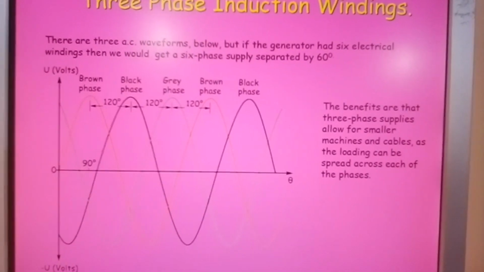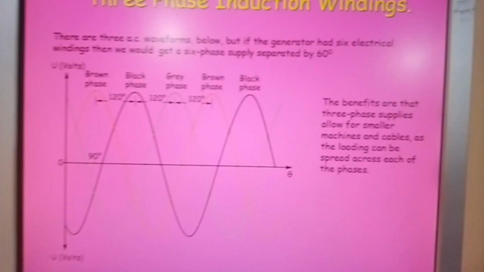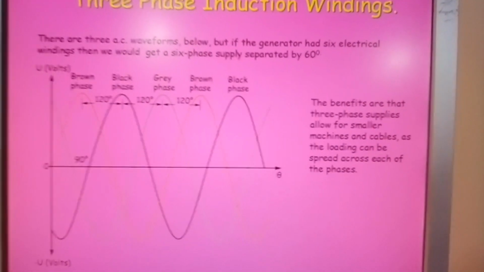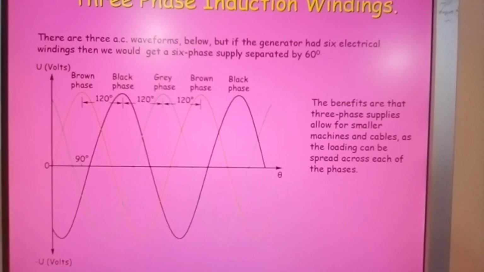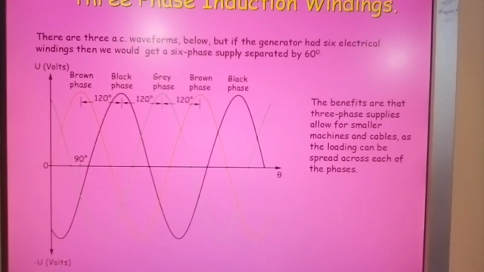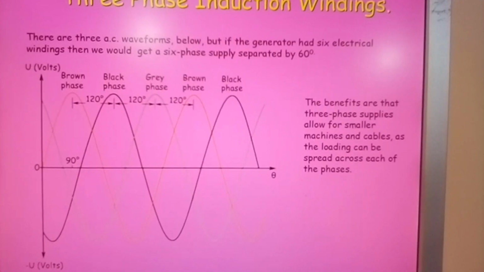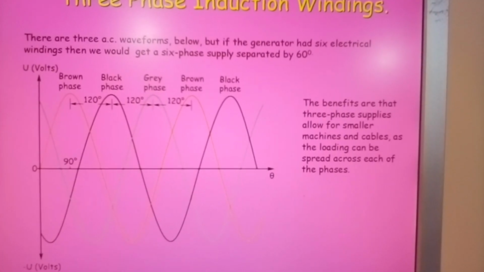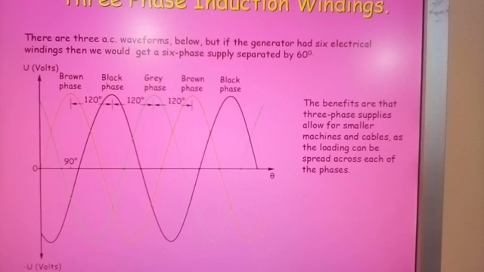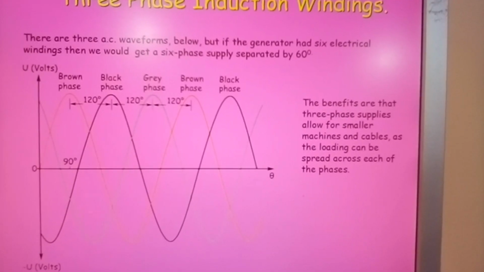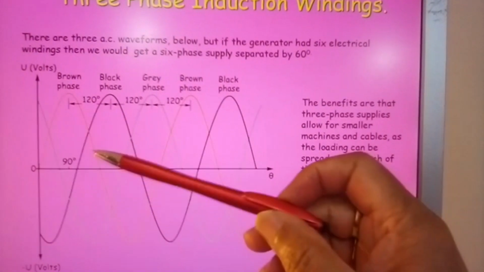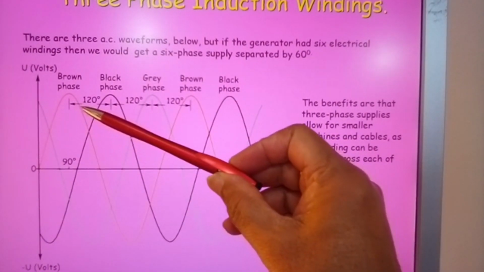Now, let's just pan back, make sure we get this into full view. Now, three-phase induction windings. There are three AC waveforms below, but if the generator had 6 electrical windings, then we would get a 6-phase supply separated by 60 degrees. So what we're saying here is that each phase is separated by 120 degrees.